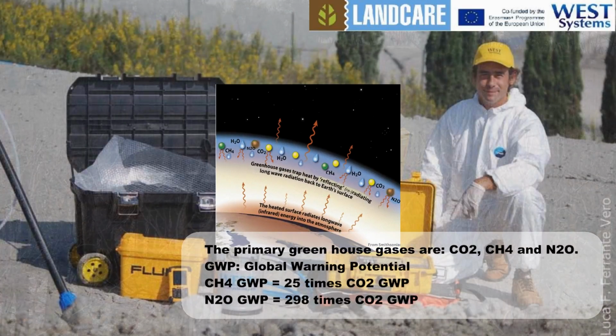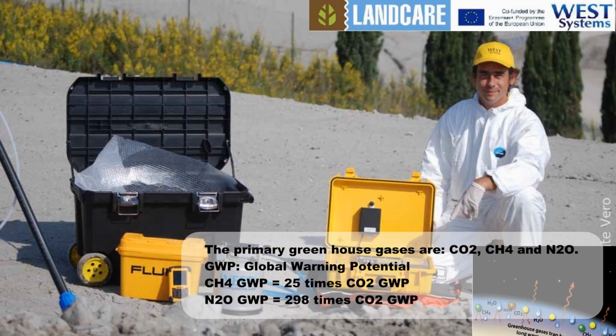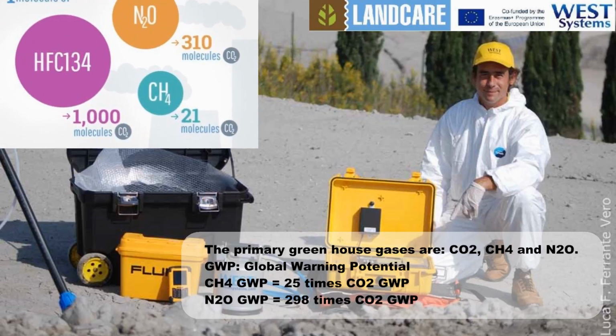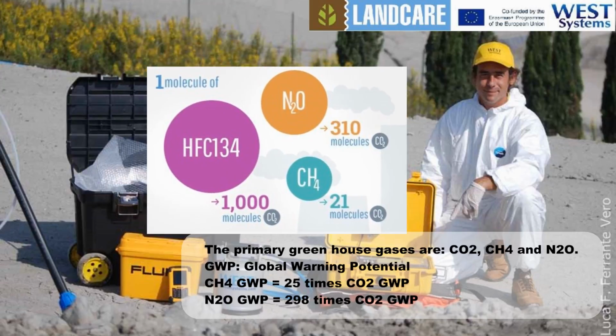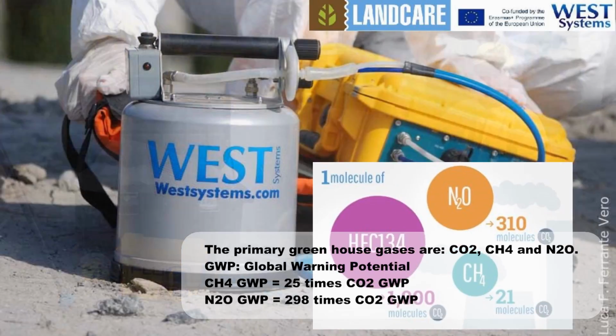The primary greenhouse gases are carbon dioxide, methane, and nitrous oxide. The global warming potential for each molecule of methane is 25 times the global warming potential of carbon dioxide. The global warming potential for each molecule of nitrous oxide is 298 times the global warming potential of carbon dioxide.